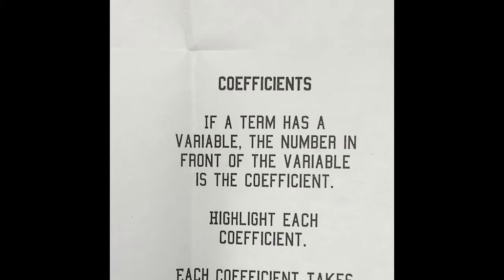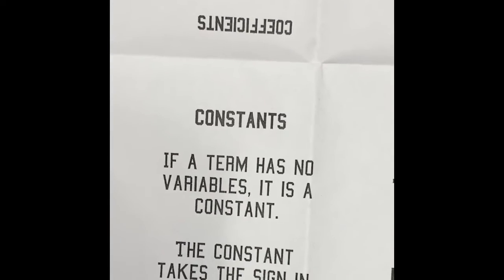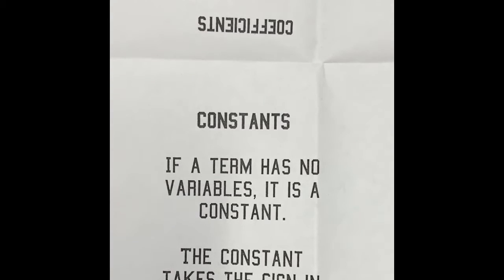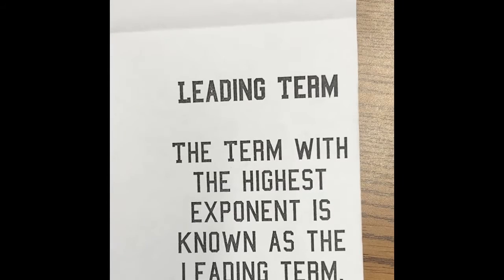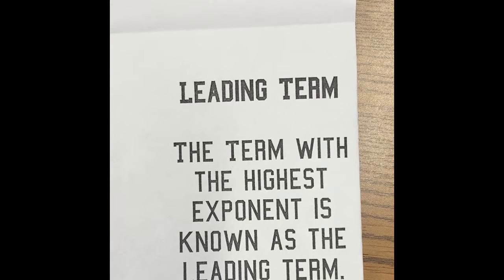If there is no number written, there's an invisible 1 there. Constants: if a term has no variables, that term is considered a constant. The constant takes on the sign in front of it. The term with the highest exponent is known as the leading term. This is going to be very important in algebra.